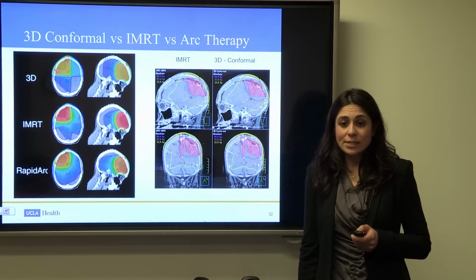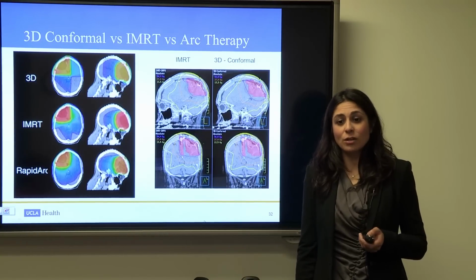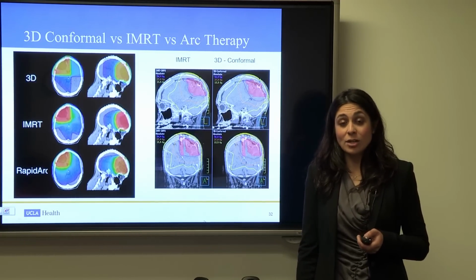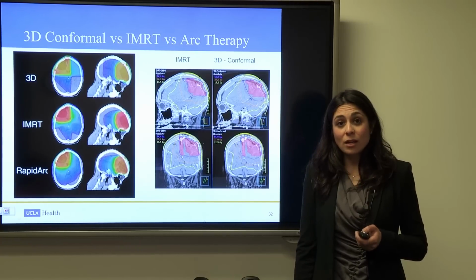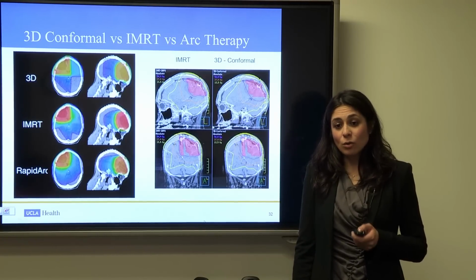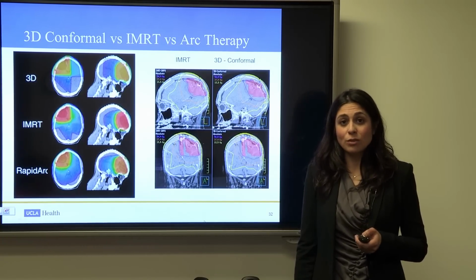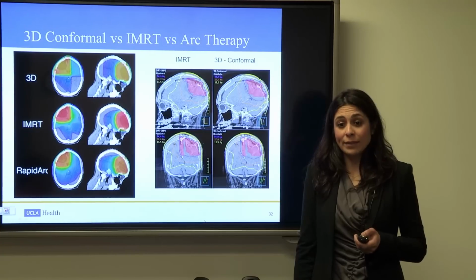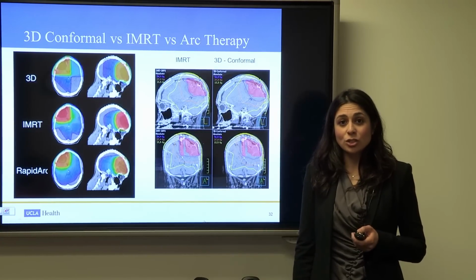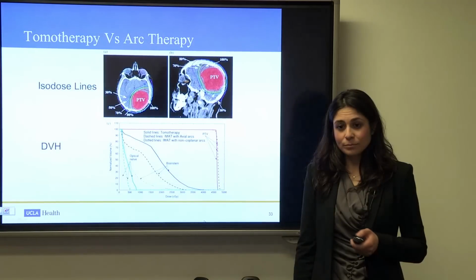Now, one thing I'd like to say is it's often thought that because 3D conformal is an older technique, it's not going to be the best one, and that's not always the case. Based on the location of the tumor, sometimes 3D conformal plans will give you a better plan than an IMRT. So we do like to try all our options.